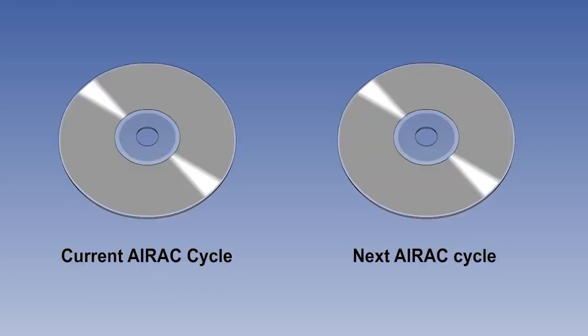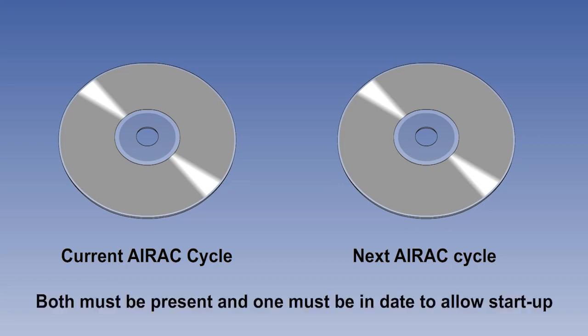Two sets of navigation data must be carried, one for the current 28-day period and one for the following one. The 28-day period of validity is called an AIRAC cycle. Unless two sets of AIRAC cycle data are present and one of them is current, the FMS will not continue with its startup sequence.